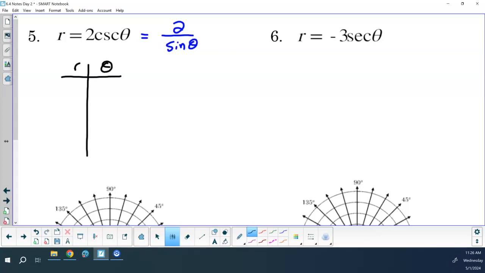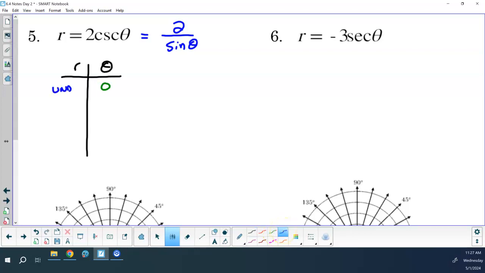Easier to put in theta values or easier to put in R values? Theta values? Okay. What would be the first good theta value to put in? I like 45 degrees. I don't, actually. Yeah, because it's got the square root in. Oh, okay. So then how about zero? Why is zero bad? Undefined. If I put in zero here, I'm going to get out undefined.